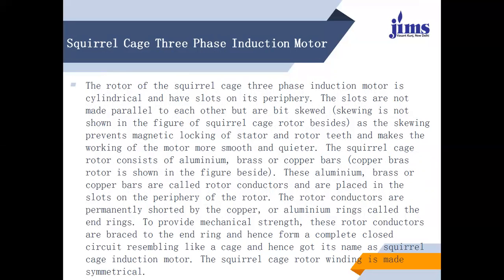The squirrel cage rotor consists of aluminum, brass, or copper bars. These bars are called rotor conductors and are placed in the slots on the periphery of the rotor. The rotor conductors are permanently shorted by copper or aluminum rings or discs called the end rings. To provide mechanical strength, these rotor conductors are brazed to the end rings and hence form a complete closed circuit resembling a cage, and hence it got its name as the squirrel cage induction motor.